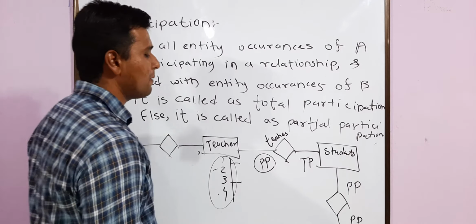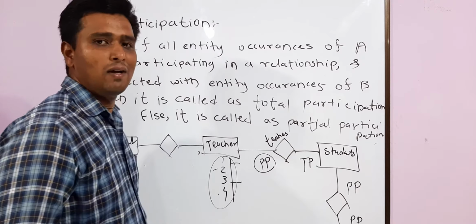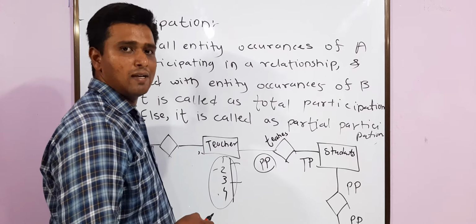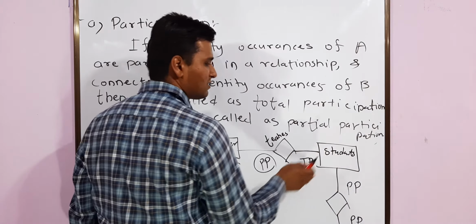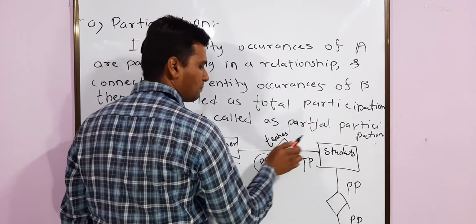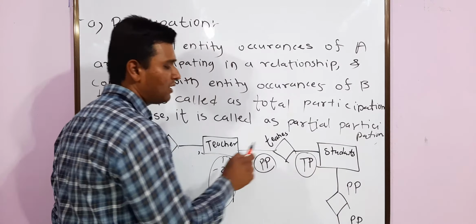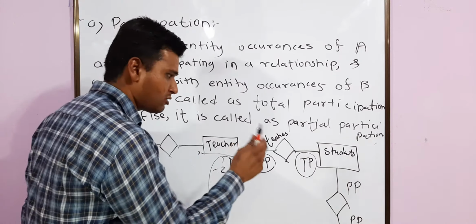Now in this example, all the students are being taught by someone. All the students are learning from some teacher. This means all the students are participating in this relationship. That's why I have written here total participation. This is counted as total participation.